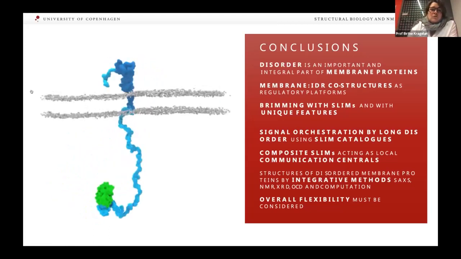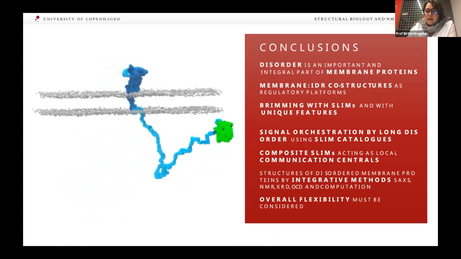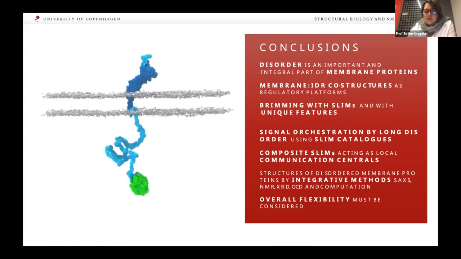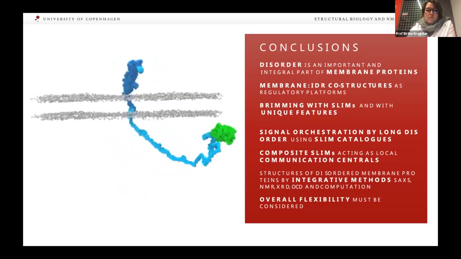But I hope that I showed you that disorder is in many different places, it's part of the function, and it's hard to deal with, and we need integrative methods to address their overall properties.